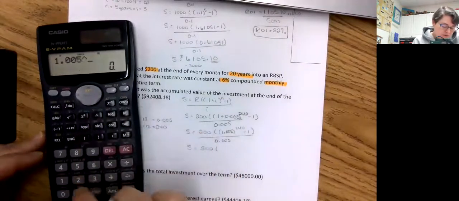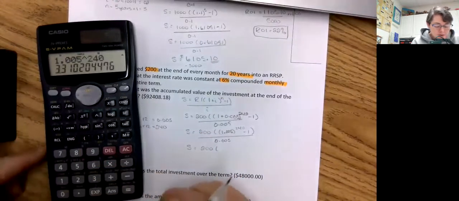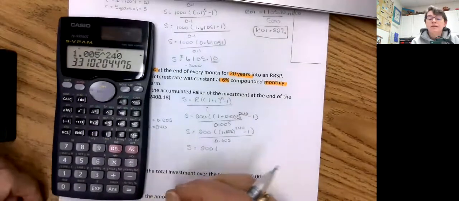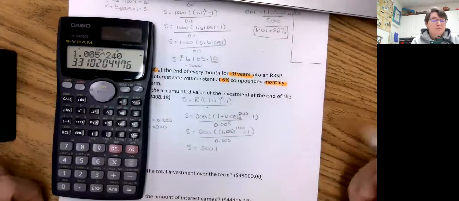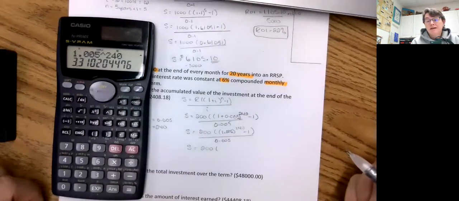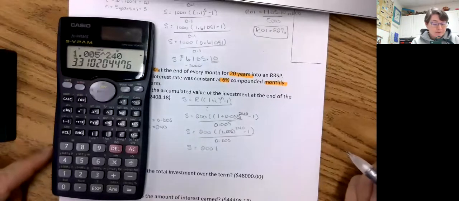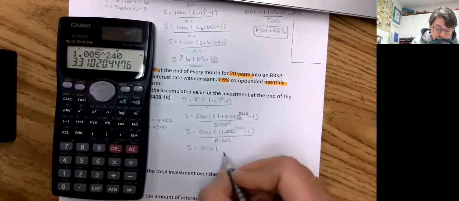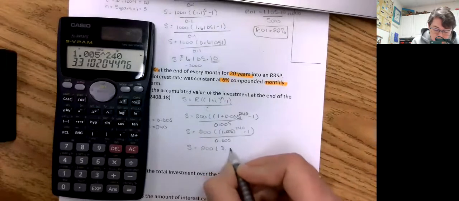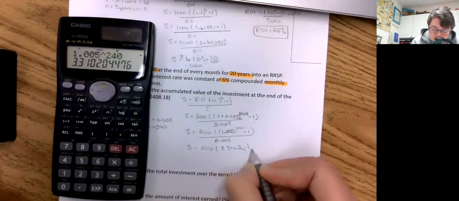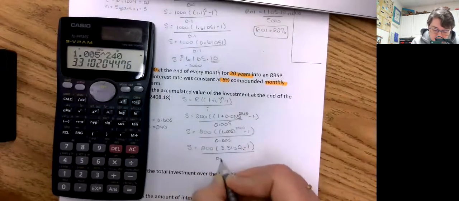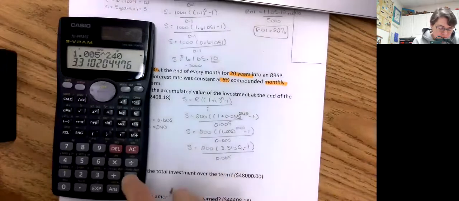1.005 to the 240th. Oh, 3. Okay. So when you do this power thing, practicing here, I don't think I've seen anything more than 10, maybe 12. Definitely not 121,000. So pay attention to that. 3.3102 minus 1. Oh, put some dots. So I'm just going to carry it on my calculator. 0.005. So minus 1.